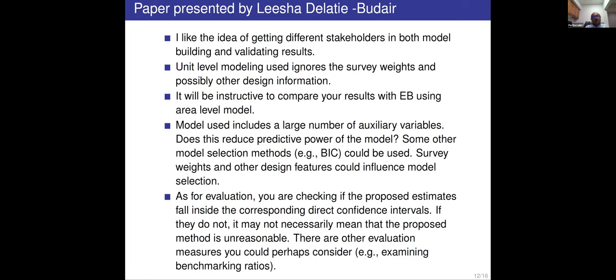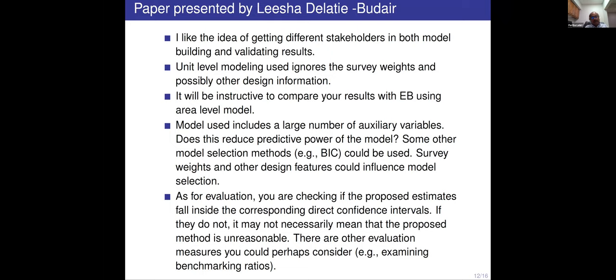Model used includes a large number of auxiliary variables. Does this reduce the predictive power of the model? Some other model selection methods like BIC could be used. Survey weights and other design features could influence model selection. So there is a lot more things one can possibly do here.